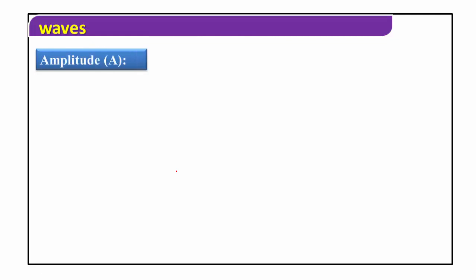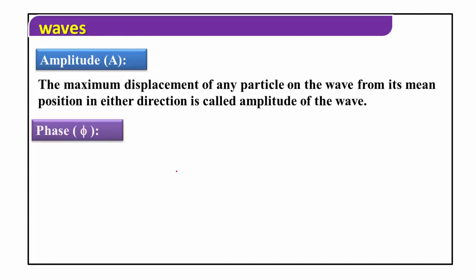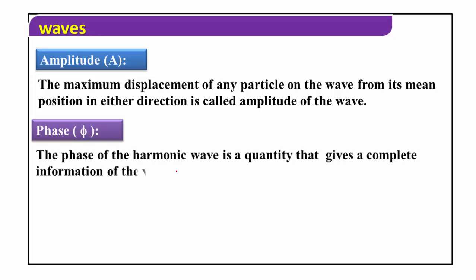What is amplitude? The maximum displacement of any particle on the wave from its mean position on either direction is called amplitude. And the second term connected with wave is called phase or phase angle. It is mathematically denoted by the symbol phi.